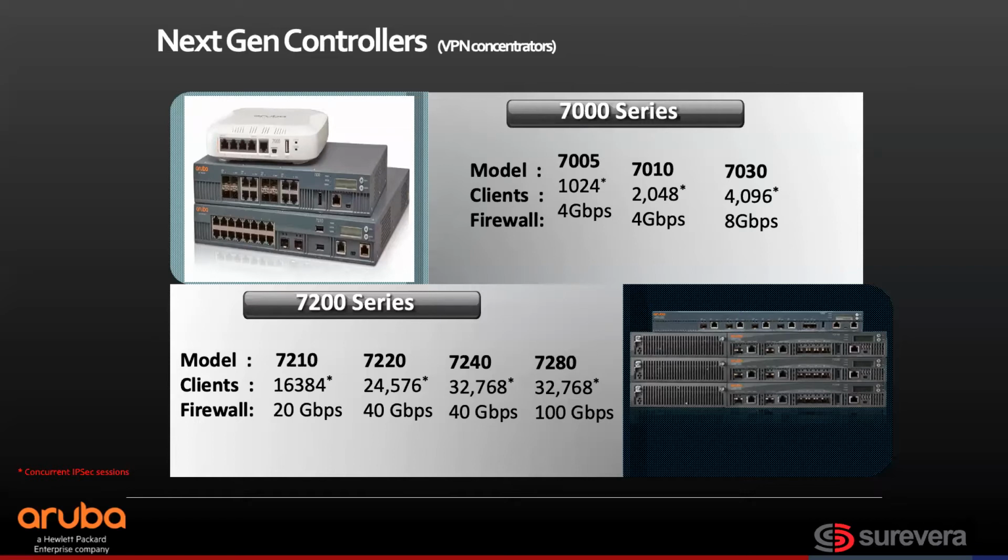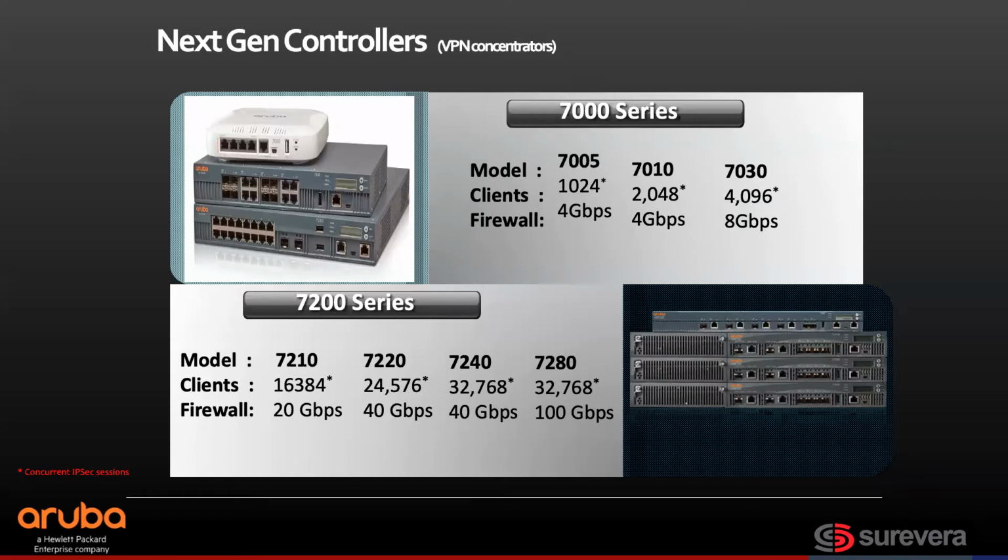One thing you have to take into consideration when looking at these numbers for number of clients is that it is the number of concurrent IPsec sessions. So if you add remote access points to this controller, that takes part of those IPsec tunnels. So if you have 150 remote access points, that's going to remove that number from the clients that can be connected. I just want to make sure that you are aware of that when you are looking to size out your project.